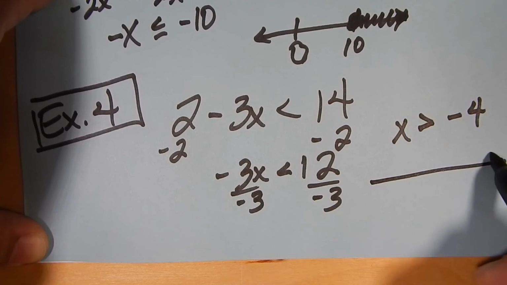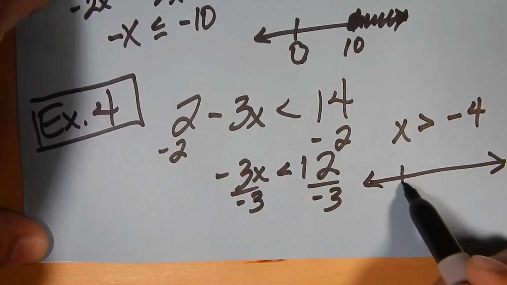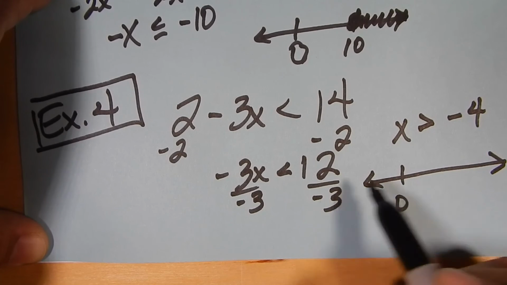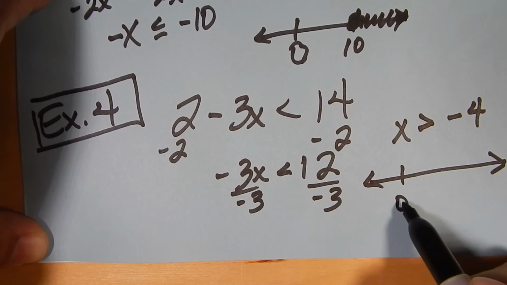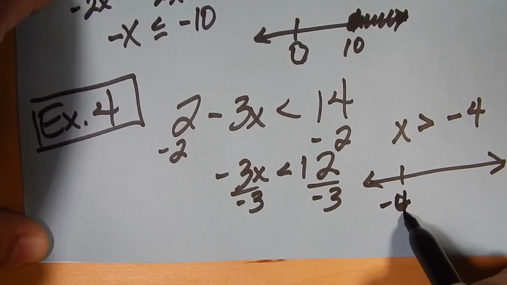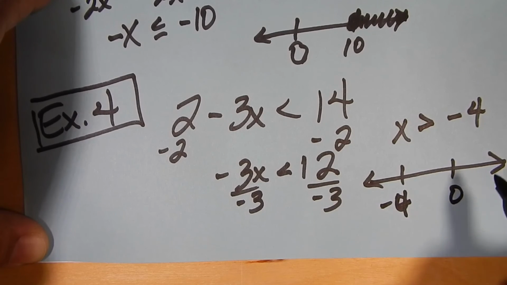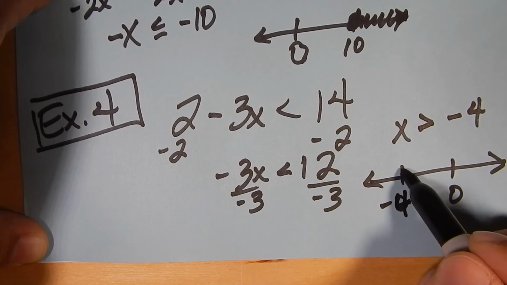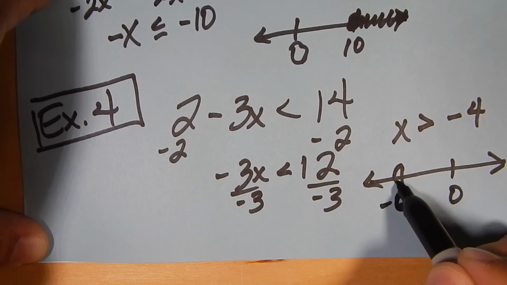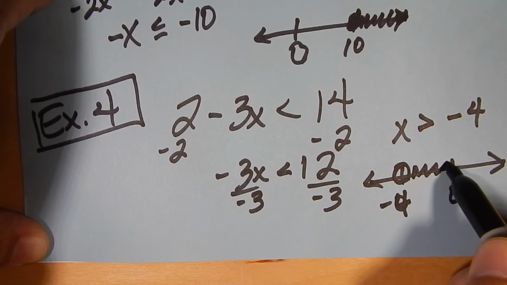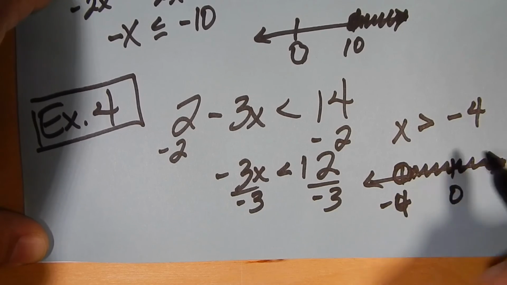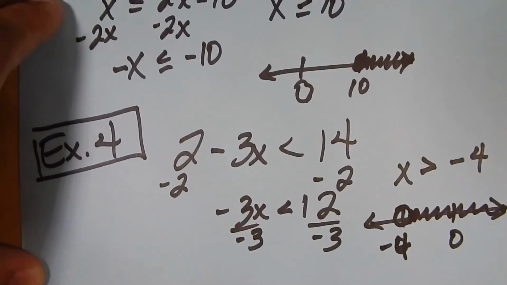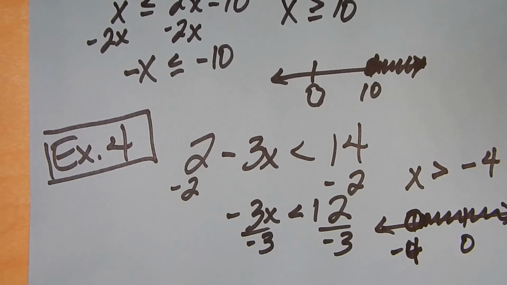So again, we can go to graph this. We need to know where 0 is. Ooh, no, let's change that because we got to go this direction. So let's say this is negative 4. Let's say this is 0. And we are greater than negative 4. So we're not going to include this point, but we're going to shade to the right. And that is how you can approach solving and graphing inequalities.